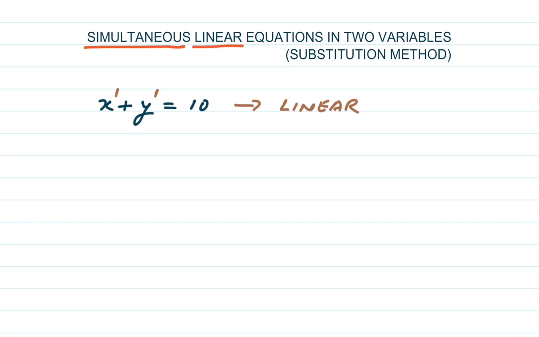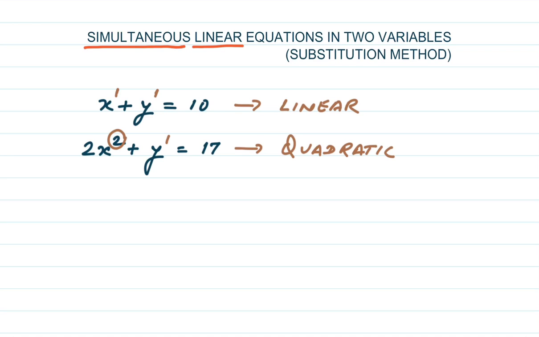Let's take another example, say 2x squared plus y is equal to 17. In this, the power of x is 2, the power of y is 1. The highest power in this equation is 2, and therefore this is no more a linear but a quadratic equation.